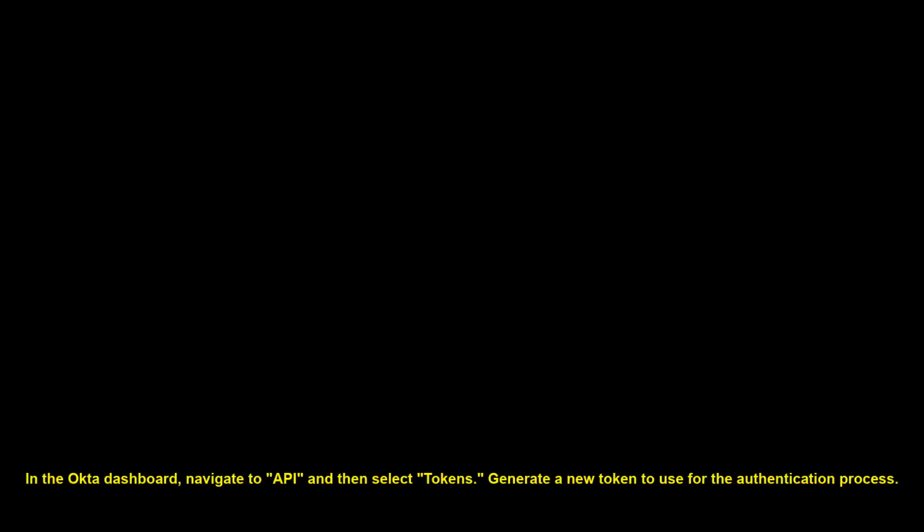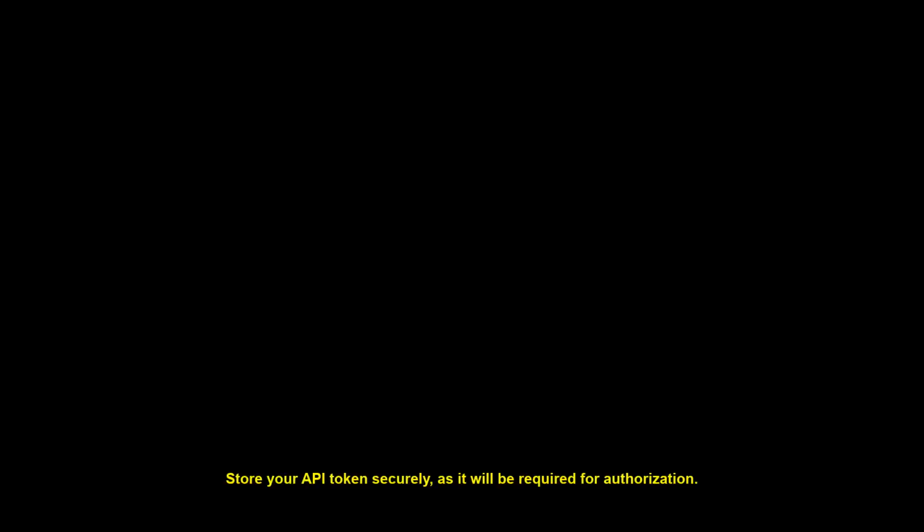In the Okta dashboard, navigate to API and then select Tokens. Generate a new token to use for the authentication process. Store your API token securely, as it will be required for authorization.